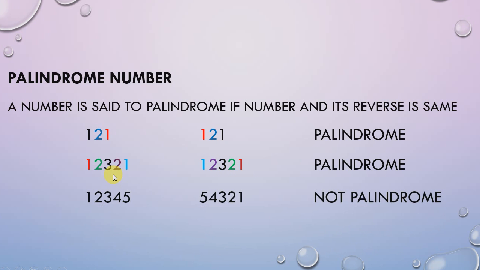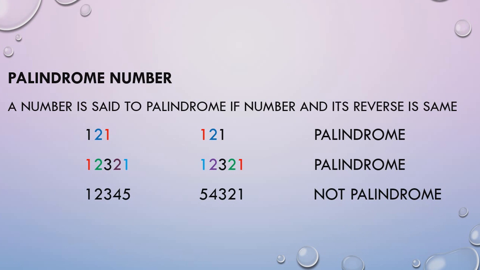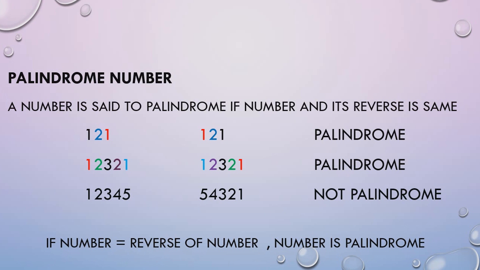If we look at another example, which is 1 2 3 4 5, if we reverse this number, we get 5 4 3 2 1, which is not same as 1 2 3 4 5, so this number is not palindrome number. So till now we have a result. If a number is same as reverse of number, then number is called palindrome number.